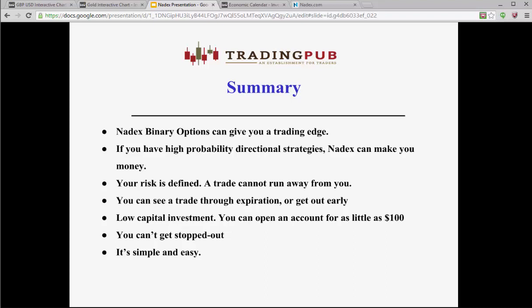You can open up an account for as little as $100. That doesn't work with my money management or risk reward strategy. You can do it with 500. 1,000 would be better. You have access to a 2-week free demo. And if you do it, go to Nadex.com, sign up, and practice these two strategies and chart it. You'll be pleasantly surprised. And you can't get stuck with it. And finally, for me, it's simple and easy.